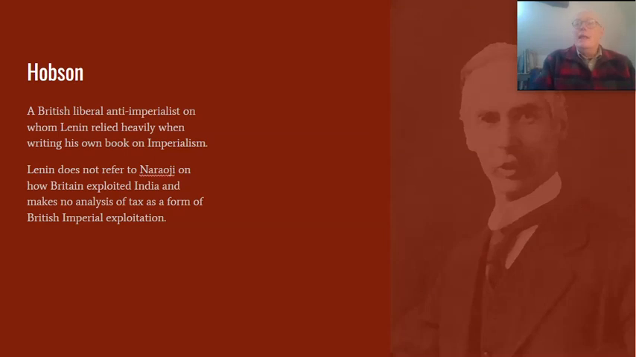The Leninist theory of imperial exploitation drew heavily on a different British Empire writer, Hobson, who was a liberal anti-imperialist who had opposed the Boer War and wrote a book on imperialism. And Lenin relied heavily on Hobson. As far as I can determine, Lenin had never read Naoroji, and certainly pays no attention to Naoroji's account of how exploitation occurred.